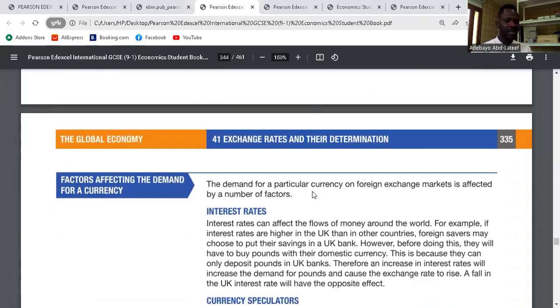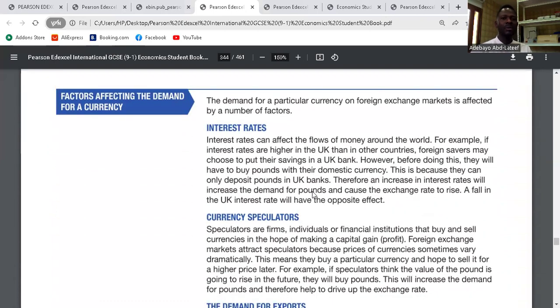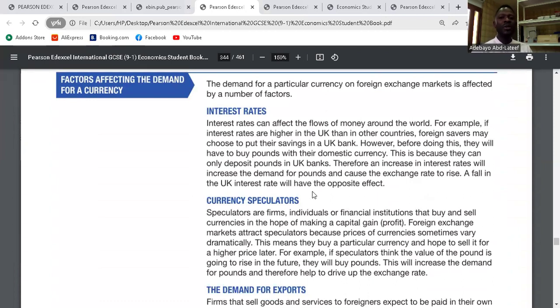Factors affecting the demand for a currency. The demand for a particular currency on foreign exchange market is affected by a number of factors, which are, one, interest rates. When we talk about the interest rate, we're talking about the price of savings or borrowing. That is interest rate, right?